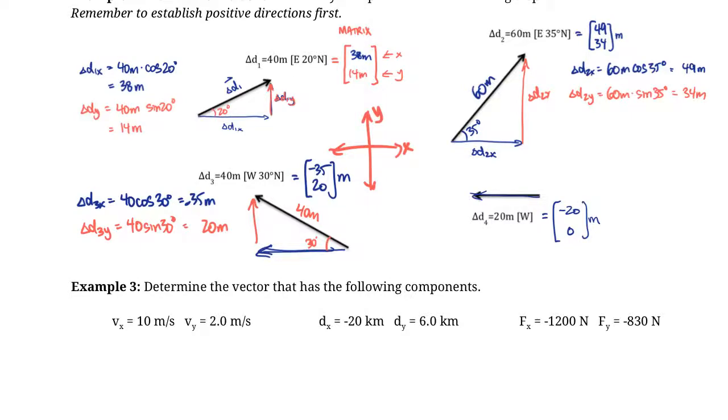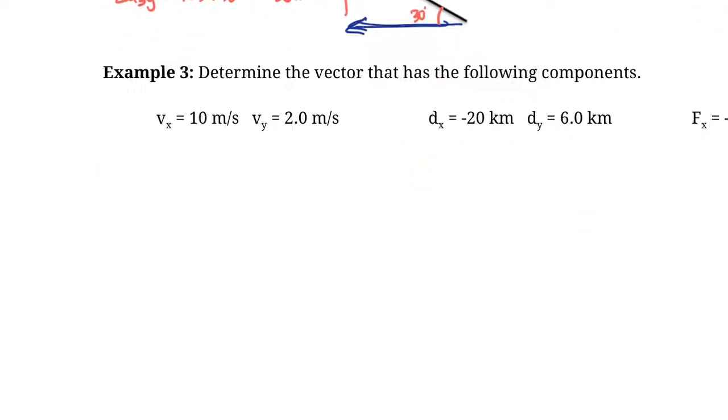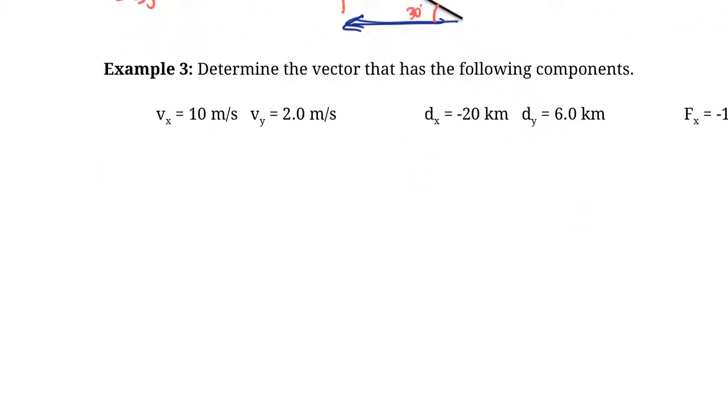All right, moving on. Example 3. Let's just do the first one together, and then I'm going to let you try the other two yourself. So this is a vector. It looks like a velocity vector with an x because it's v. It's got an x and a y component.